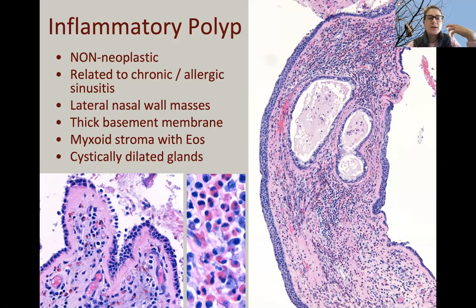One of the end stage manifestations of sinusitis are so-called inflammatory polyps. They are basically a redundant, exuberant polypoid response to inflammation. You can see they have a thickened basement membrane, lots of eosinophils in the stroma, and cystically dilated glands. They could appear as masses, but upon histologic examination, they're just, as I said, exuberant inflammatory responses. So these are sinonasal inflammatory polyps.